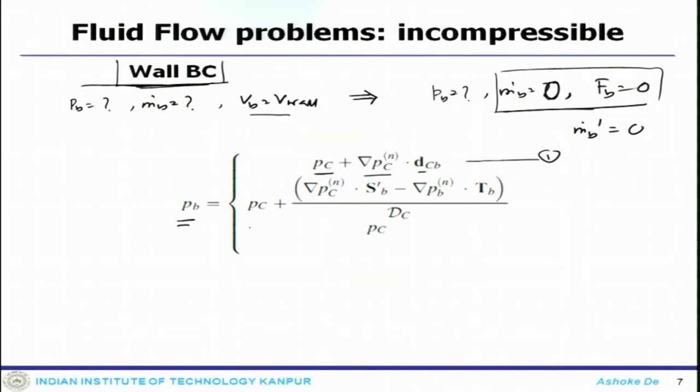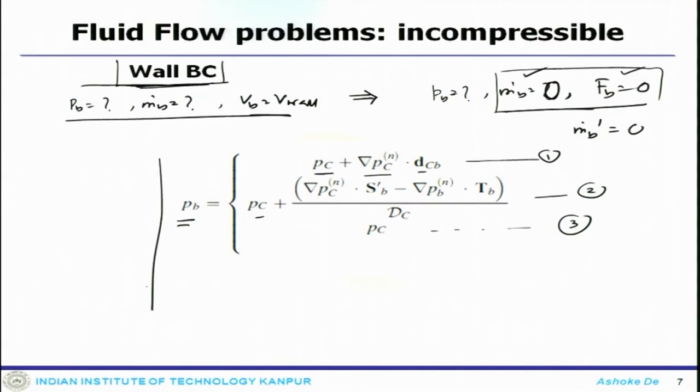Second approach, one can use P C, delta P C from the previous iteration dot S B prime minus, this we have also seen. Or third, some lower order extrapolation could be done, which will just assign that P B to be P C. So, these are three ways one can calculate the pressure at the boundary where you need to provide the wall boundary conditions. The one boundary condition means you do not know the pressure, the only condition known is the velocity, because of the no slip condition, and that gets you the mass flux 0, source term 0, and from there you can calculate the pressure.